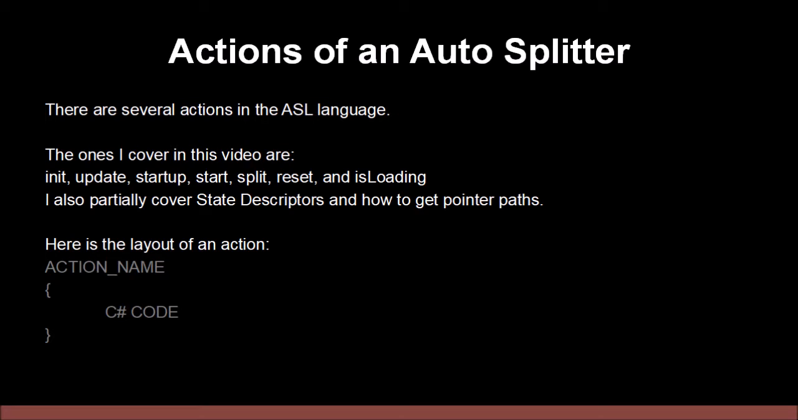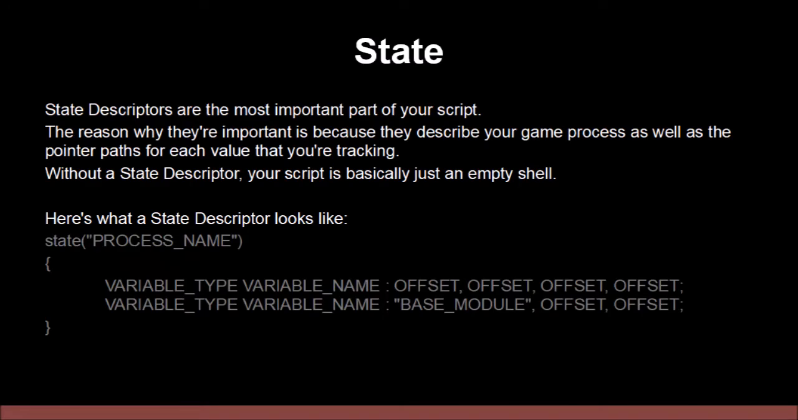In this next part, I'm going to cover state descriptors, which are the most important part of your script. And there at the bottom of the screen, you can see how an action is laid out in your script. State descriptors, like I said before, are the most important part of your script. If you don't have a state descriptor in your script, then your script is just an empty shell. At the bottom of the screen, you can see what a state descriptor looks like.